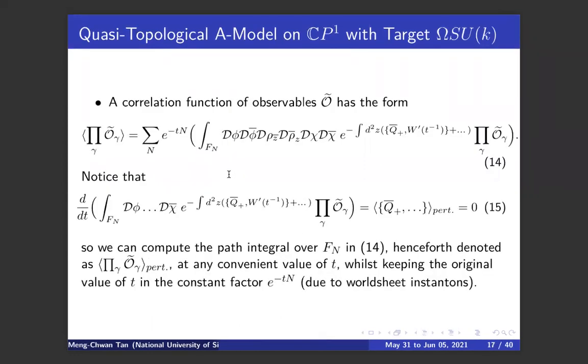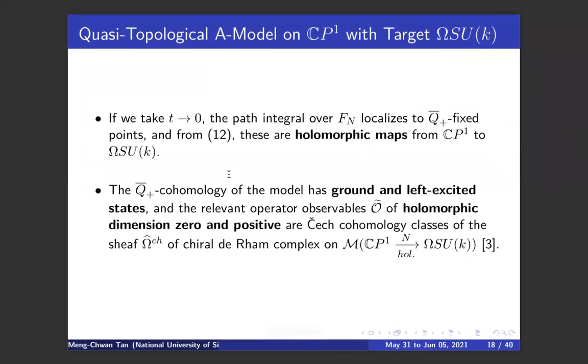Okay, so we have these holomorphic maps here. The Q-plus homology of the model has ground and left excited states, as I mentioned, because you can have operator observables that also have partial derivatives in Z. They have a Z dependence. The ground states have no partial derivatives, and therefore they match with the topological A model. And there are left excited states. So the operator observables O have holomorphic dimension 0 and positive, and these are Čech homology classes of the sheaf of chiral de Rham complex.